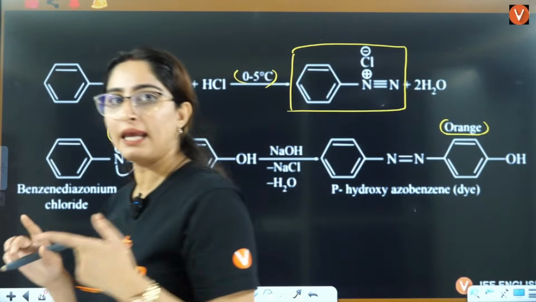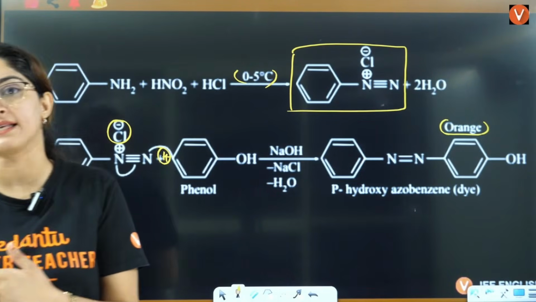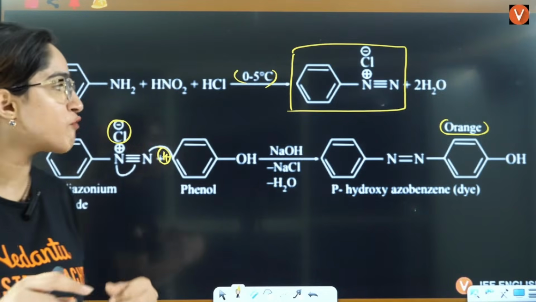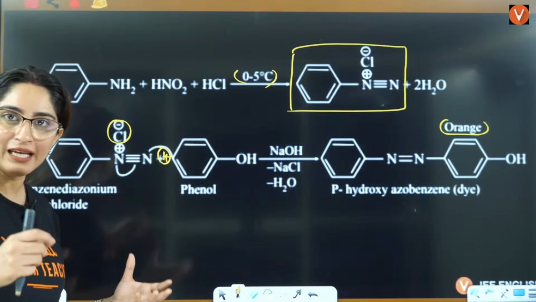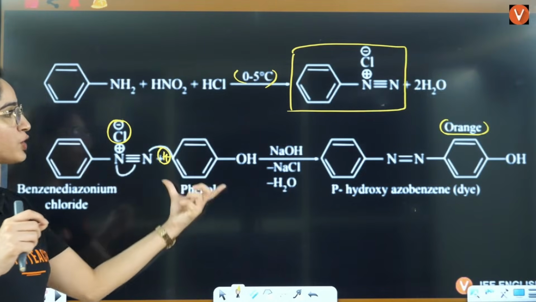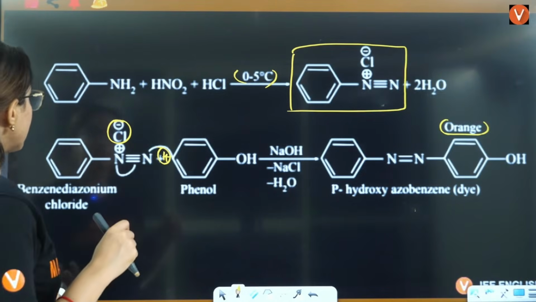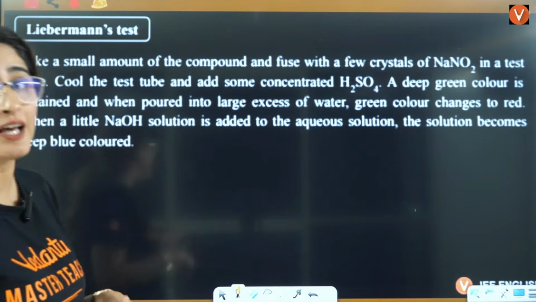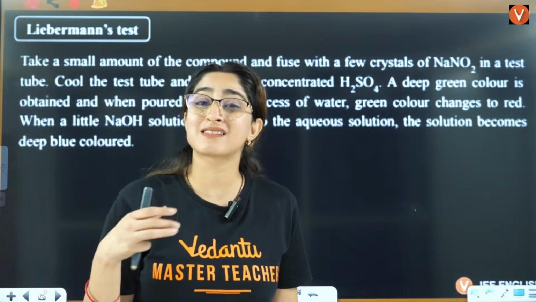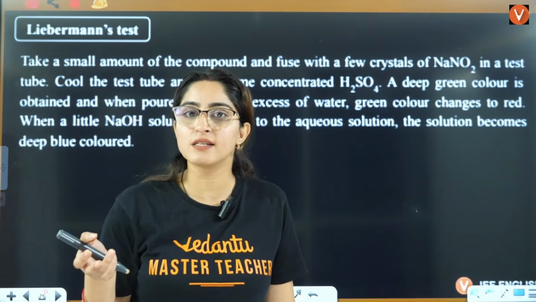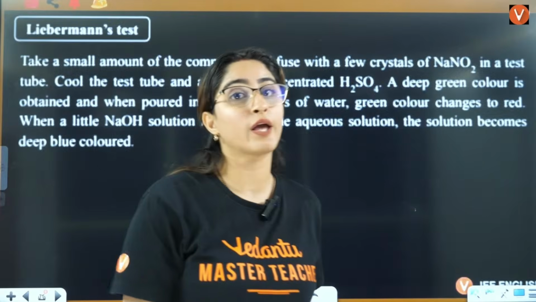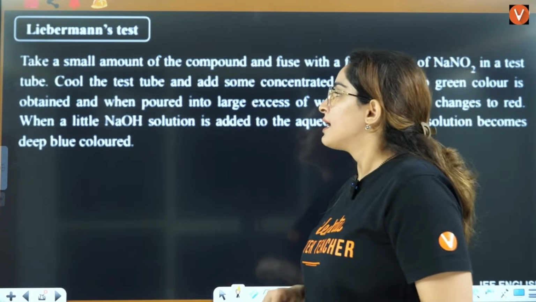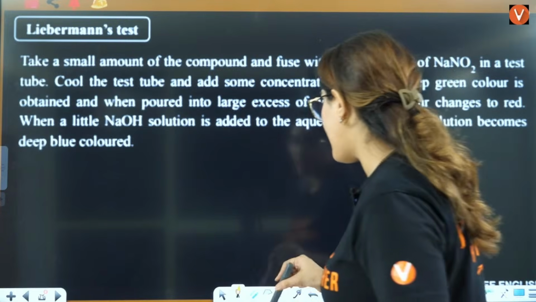This is called the azo dye test. If in the coupling reaction, in the dye test with phenol, you have orange color dye, that means here you had phenol, right? Okay, because in case of aniline it is a yellow color, in case of beta naphthol it is a scarlet red color dye, that we have discussed, right? Okay, and we will further discuss this in amines as well, right? Then guys, we have Lieberman's test.